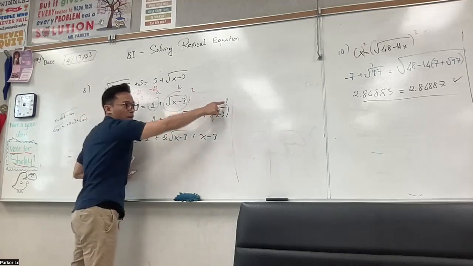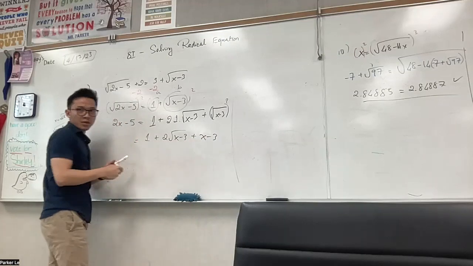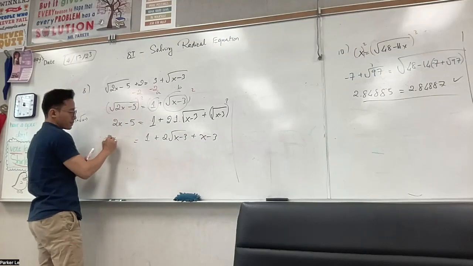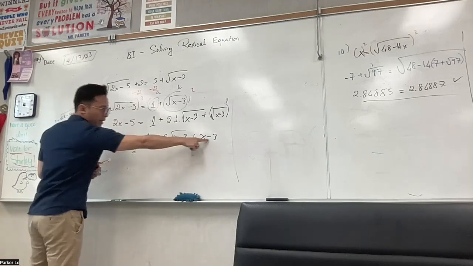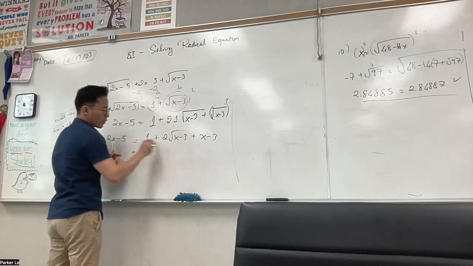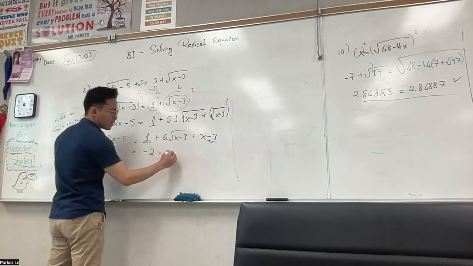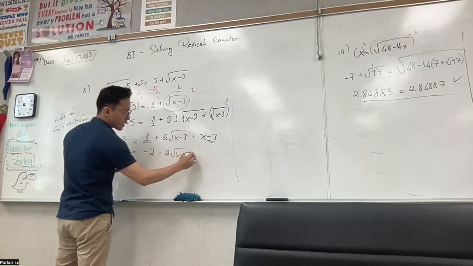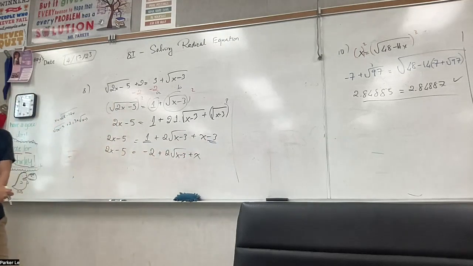Square and square root, they cancel out, and that's how we got x minus 2. Now to combine that term, 1 minus 3 is -2, plus 2 times the square root of x minus 3, plus x. All right, what next?